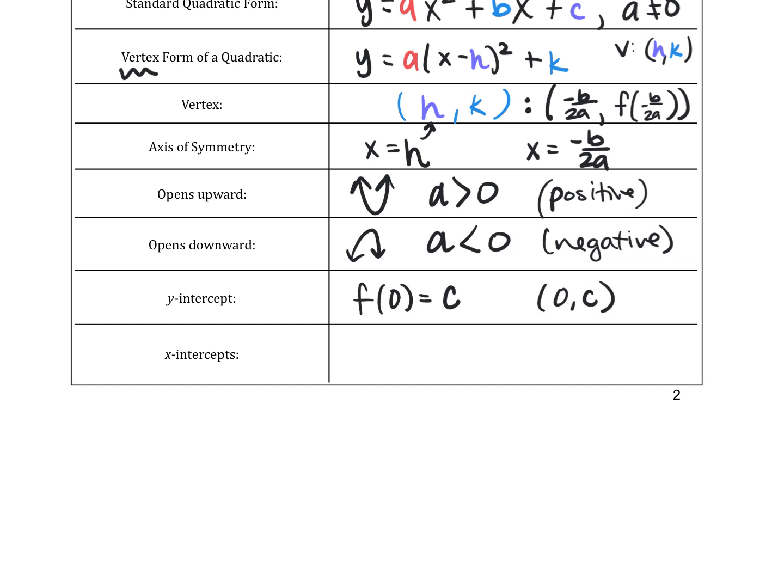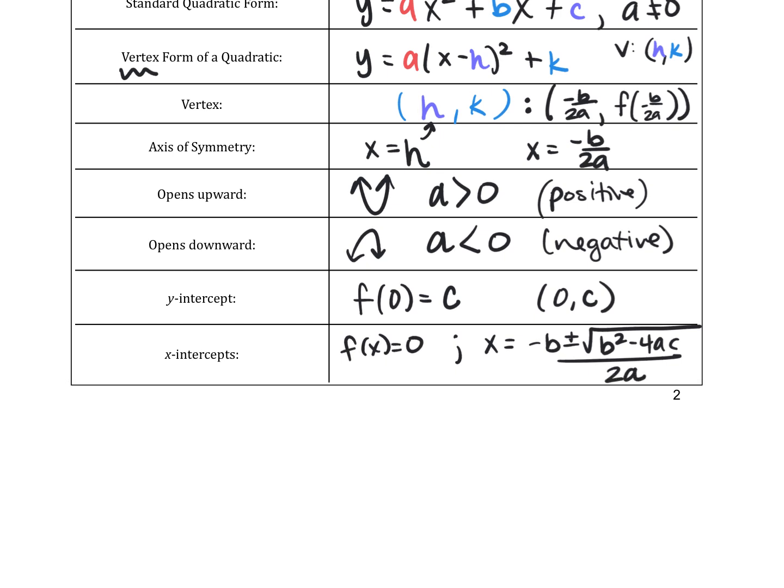To find the x-intercepts, you're going to solve the quadratic. So set f of x equal to 0 and solve. And the way that we can solve it is you can always use the quadratic formula. So sing it with me. X equals negative b plus or minus square root b squared minus 4ac all over 2a.